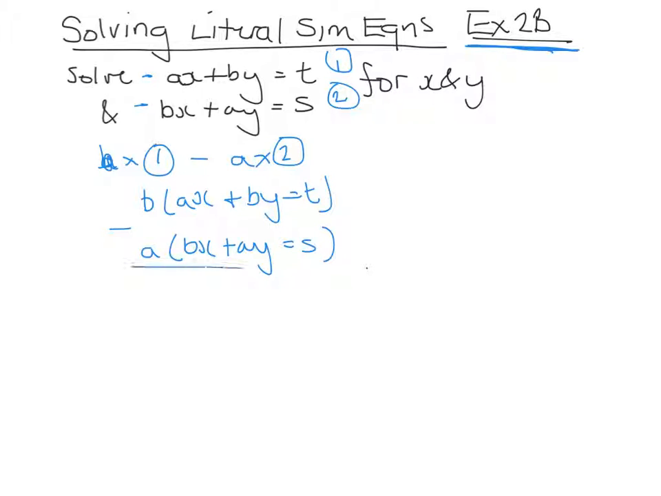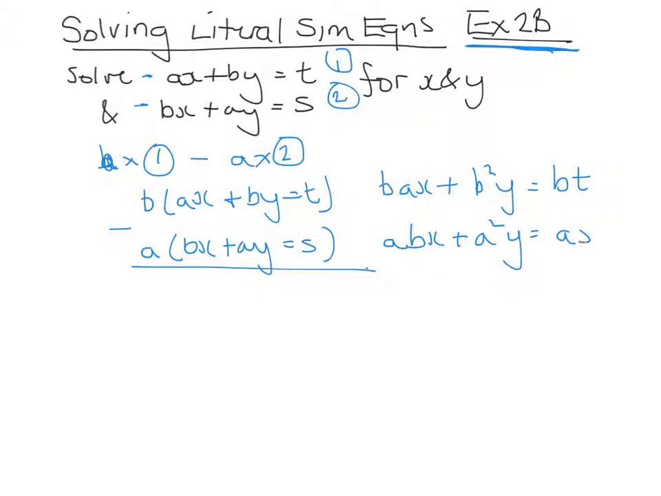Now if I take them away from one another, just before I do that I'll expand them out. So I'll get bax plus b squared y is equal to bt, and abx plus a squared y is equal to as. Now if I take them away from one another, bax and abx cancel out, that's 0. And b squared y minus a squared y is equal to bt minus as.